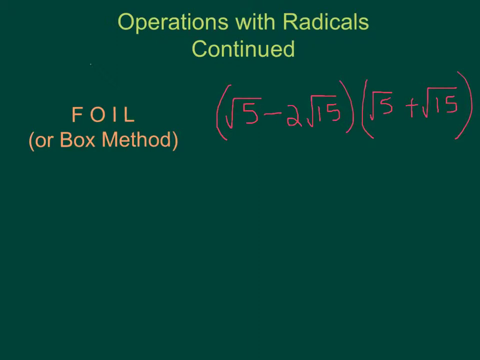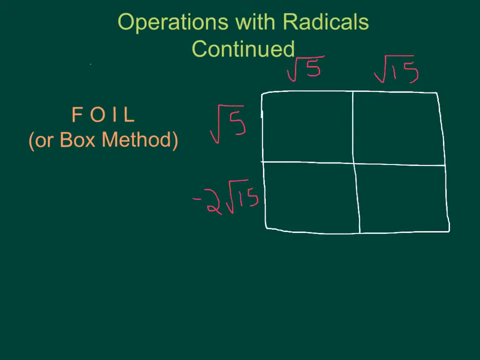Okay, so we have the binomial square root of 5 minus 2 square root of 15 times the binomial square root of 5 plus the square root of 15. So for the box method, we of course first have to draw a box. Okay, so here's my box, and I have the two binomials on each side. And I'm just going to fill in my box.